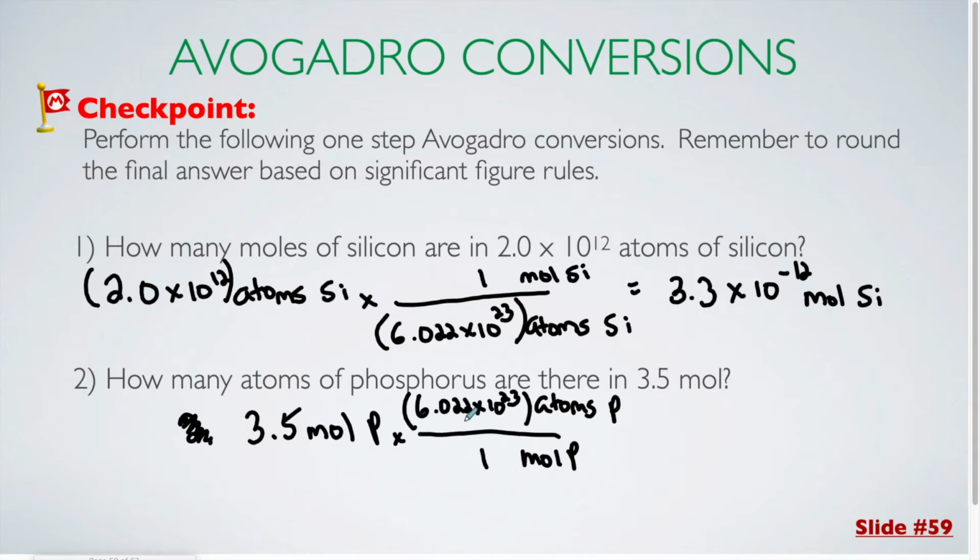Now again, because this has scientific notation in it, I have to put parentheses around the entire thing. Otherwise, order of operations will get mixed up in the calculator. So I have 3.5 times 6.022 times 10 to the 23rd power. And if I multiply that across, I end up with 2.1 times 10 to the 24th, and that's atoms of phosphorus.